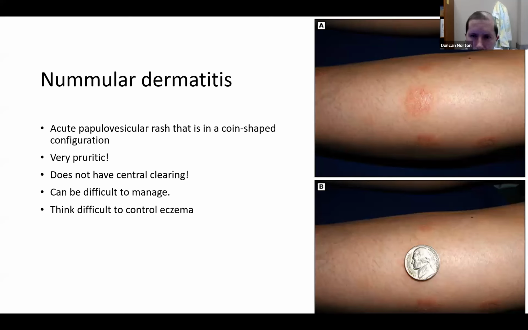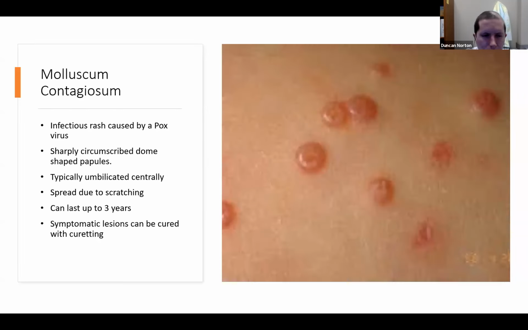You have to use high potency steroids on these. They do not typically respond to your typical atopic dermatitis treatment. So don't start with a triamcinolone cream or just putting on lotions and ointments. You've got to go for the big guns for this one. And even then, sometimes it can be very difficult, and they may end up needing to get referred to derm.